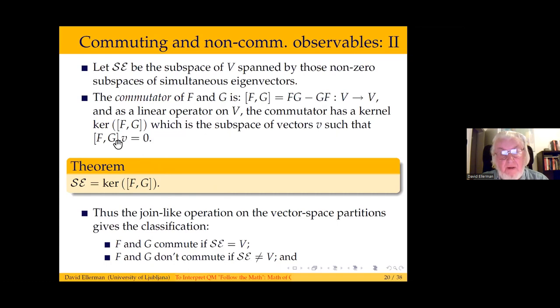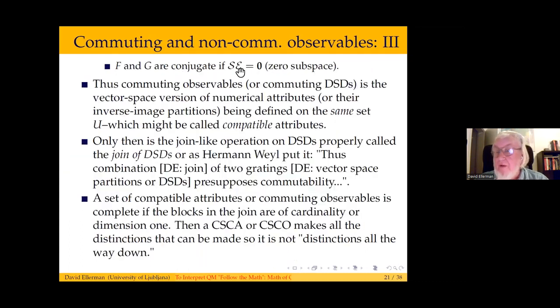So what do you mean when you say these two operators commute? It means the commutator is zero. So that means the kernel is the whole space. So that means that the simultaneous eigenvector space is the whole space. So now we've defined commuting solely in terms of this join-like operation on the direct sum decompositions, which are the vector space version of a partition. So it's just a partition join again, and if they don't commute, it means the simultaneous space doesn't span the whole space, and it could even be zero. There could be no simultaneous eigenvectors, and that's when we say they're conjugate. So the whole notions of commuting, non-commuting, and conjugate all boil down to what happens when you take the partition-like join of these direct sum decompositions and see what it spans.